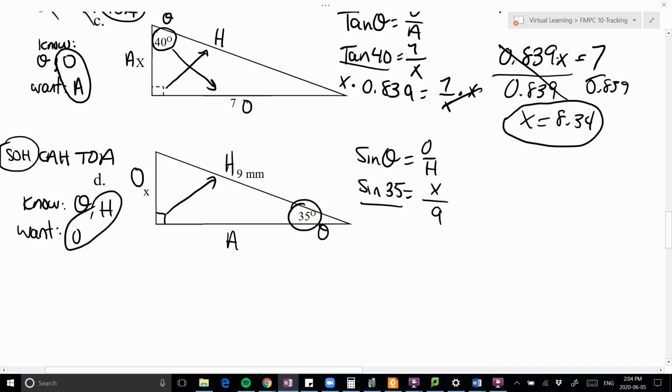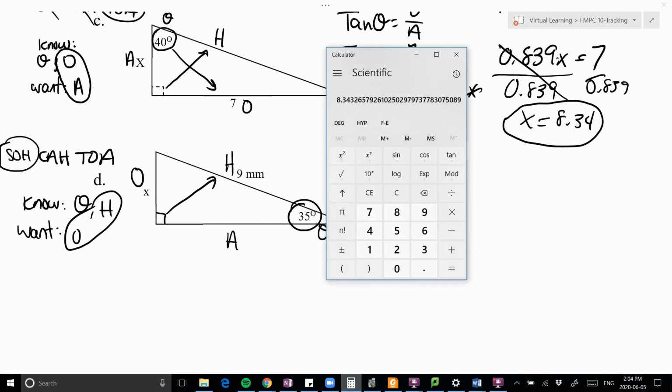So we're going to try and get rid of that sine. So we're going to go 35 sine or sine 35, depending on your calculator. 0.573. Now notice this is 5735, so I'm going to round that up to 0.574.